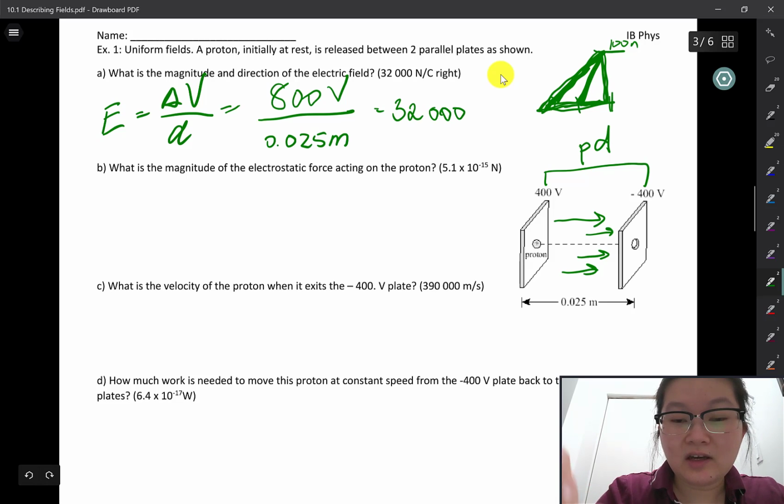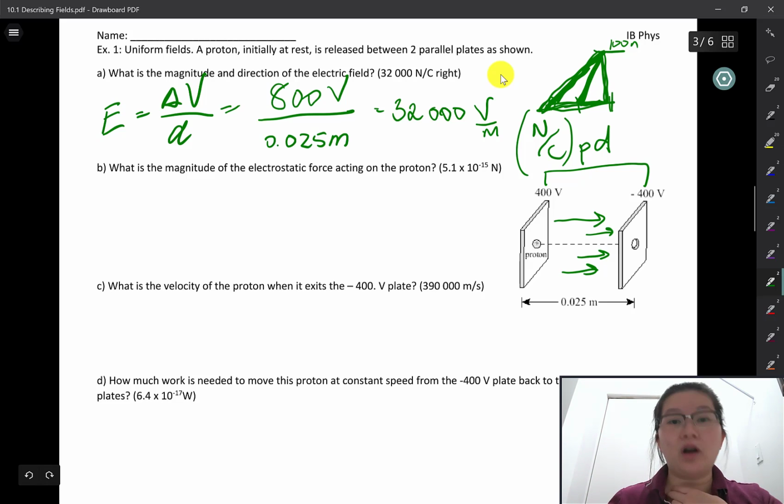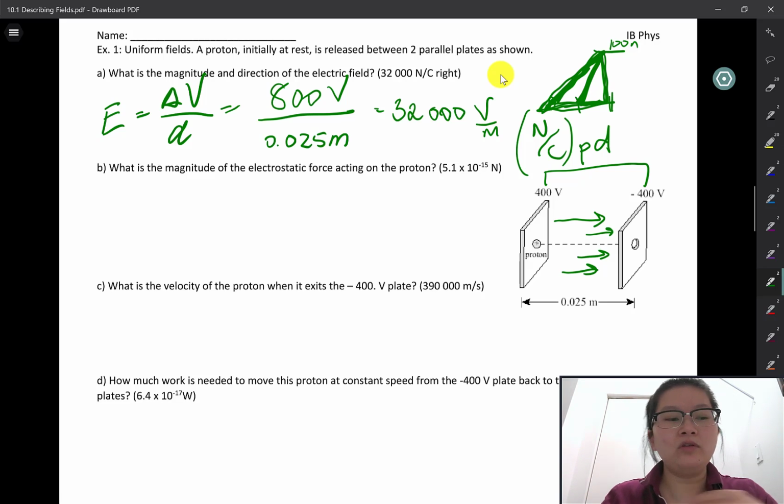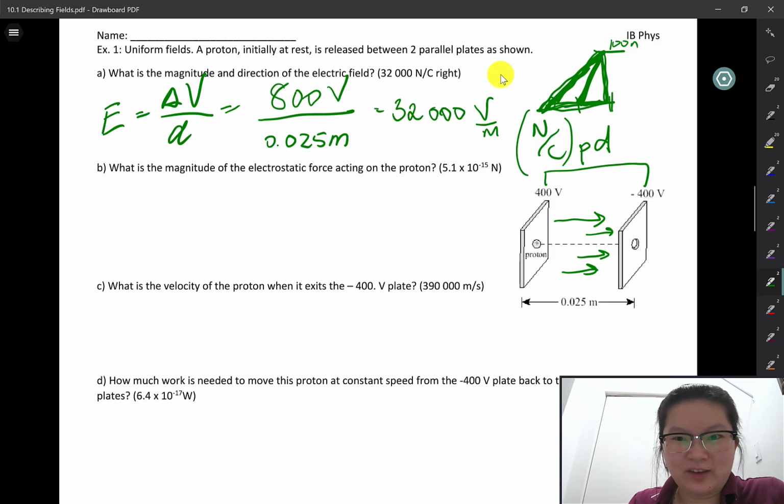So that's 32,000. And units, you can use volt per meter, or you can use Newton per Coulomb. These two units both work. And the Newton per Coulomb units is based off of the core definition of what an electric field is: the amount of electric force acting on a single charged particle, on a unit charge. So that's Newton per Coulomb, okay? So, hey, guess what? We're going to use that definition. I think I put the units in that way, so it kind of gives you a hint of what to do next.